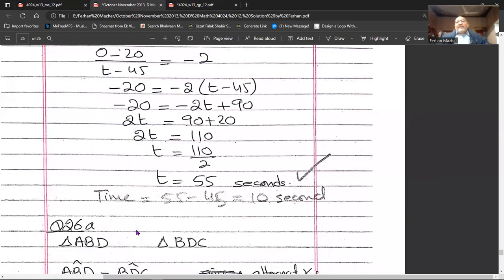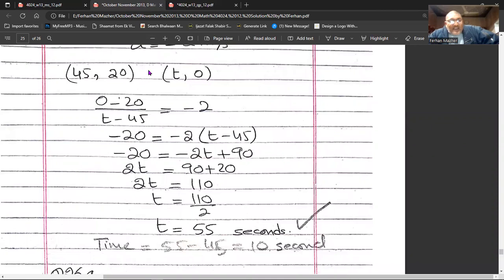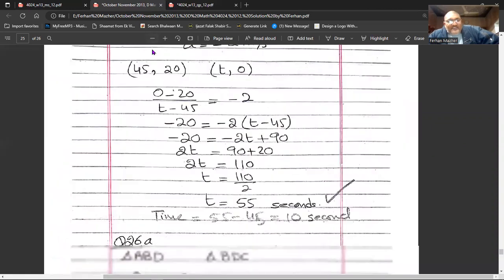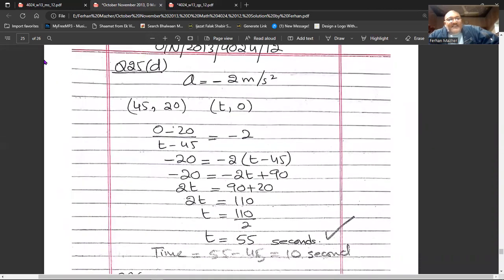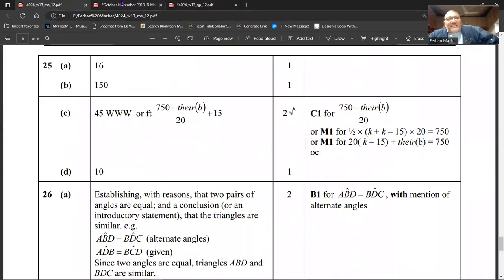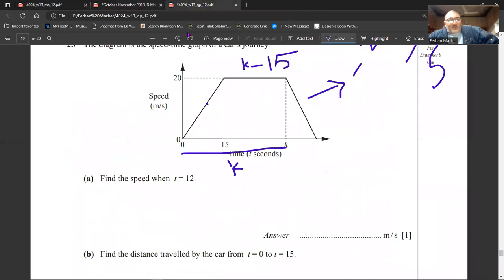So how much more time has it taken? It started slowing down at 45 and it stopped at 55. So how much time has it taken to slow down? 10 seconds. I hope you understand this. In 10 seconds it stopped. 10 is the right answer, sir.